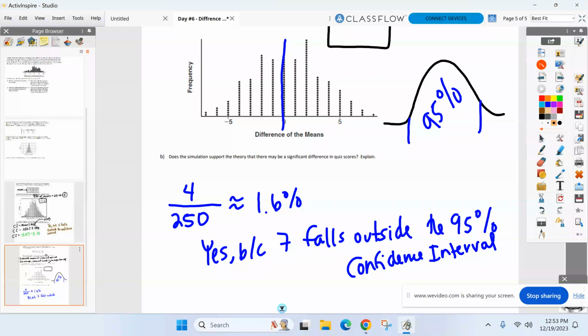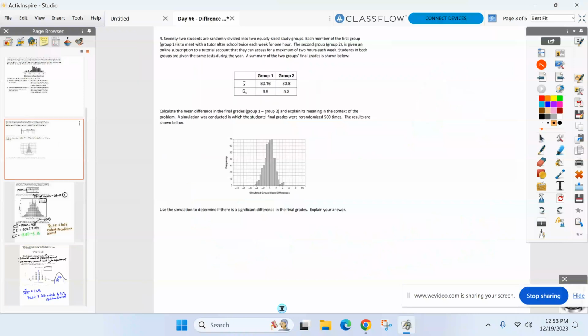I want to do another one of these where you cannot calculate the confidence interval on your own. All right, so we're going to keep going backwards now. Number 4. You guys just read through it for me. Read through it.